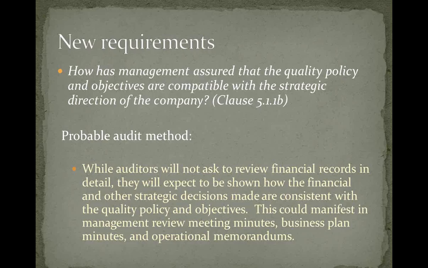Now, there's a lot of ways that that could manifest. We could see that in management review minutes. We could see that in business plan minutes. We could see that in operational memorandums. We could see that in email traffic. There's a lot of ways that you can show that the strategic direction and the quality direction of the company are on shared paths. A lot of ways that that could be accomplished. I would project that our auditors are going to be extremely open-minded about this particular topic.